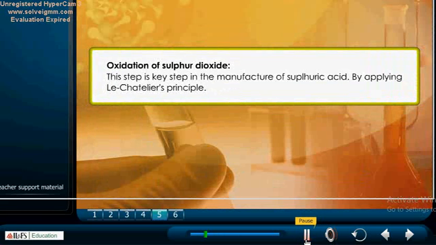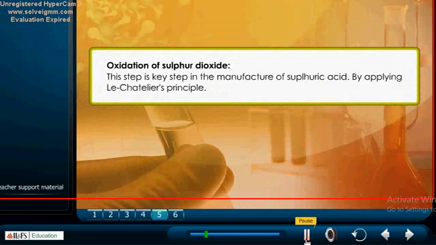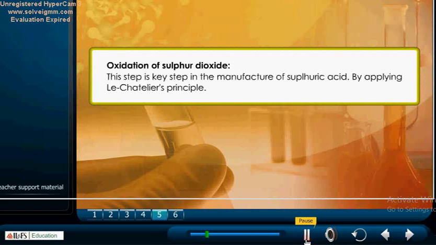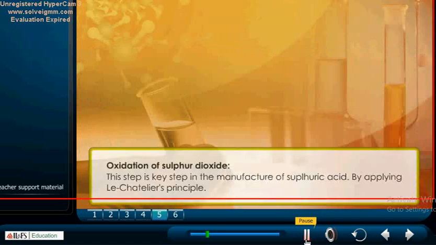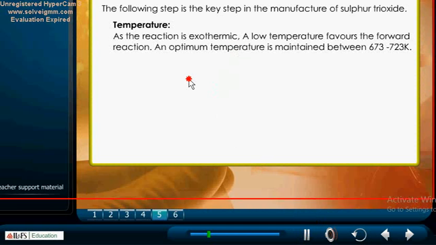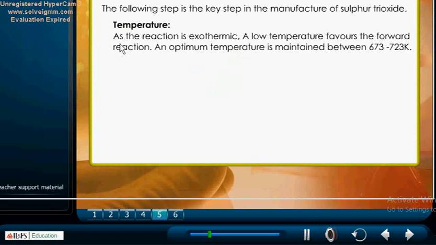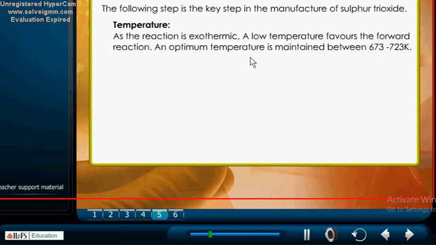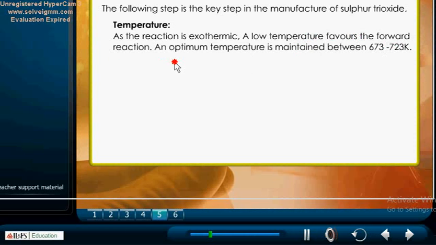Oxidation of sulfur dioxide. This step is the key step in the manufacture of sulfuric acid. By applying Le Chatelier's principle, the following conditions are used for the key step, the manufacture of sulfur trioxide. Temperature. As the reaction is exothermic, a low temperature favors the forward reaction. An optimum temperature is maintained between 673 to 723 Kelvin.